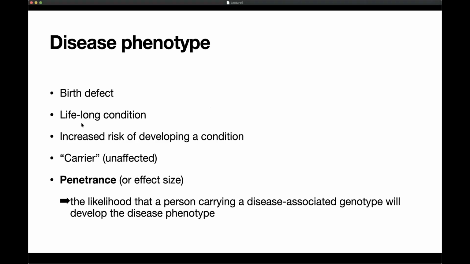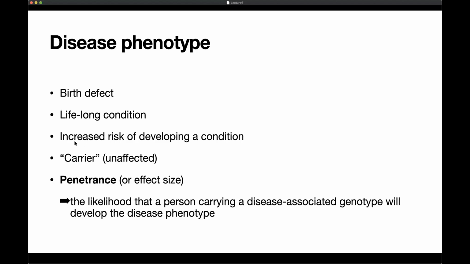You can have a lifelong condition that is not a visible or otherwise adverse effect, but you could still have something like, a good example would be myopia, so short-sightedness. It has a genetic basis, not a simple one, and it is a lifelong condition.